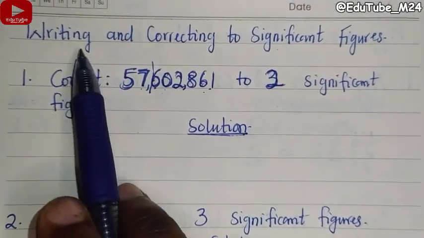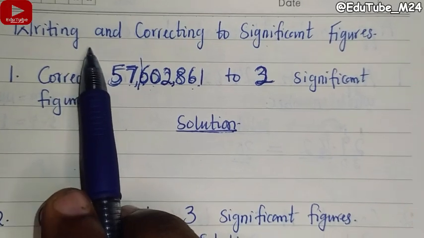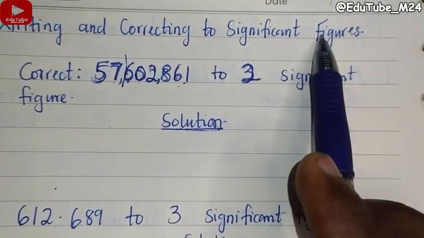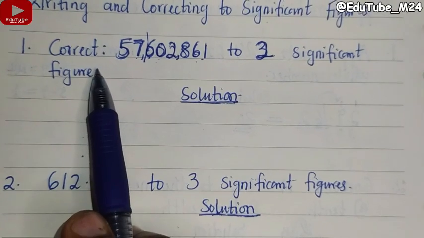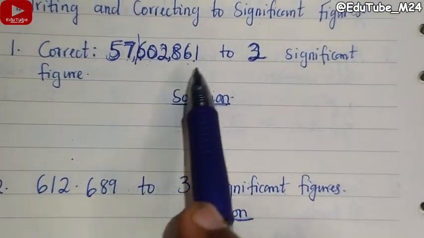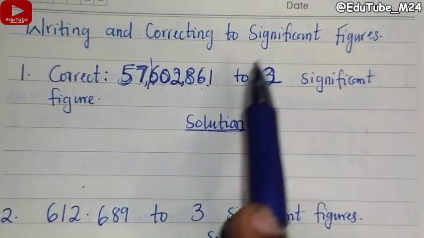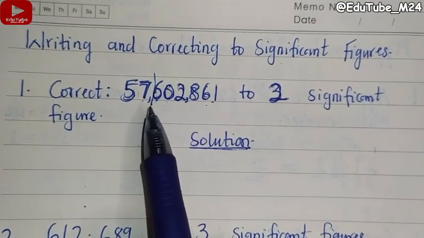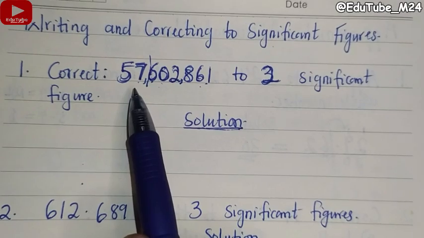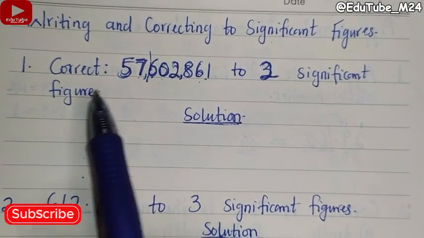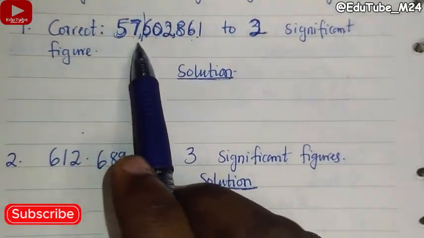In this lesson, we are going to learn how to write or approximate or correct to two significant figures. Before we delve into solving our examples, it is important we understand that all figures are significant except 0. What does that mean? It means that all figures are meant to be considered when counting a significant figure except 0.